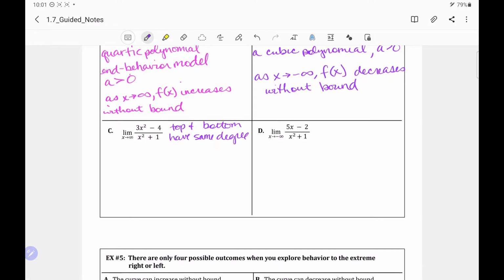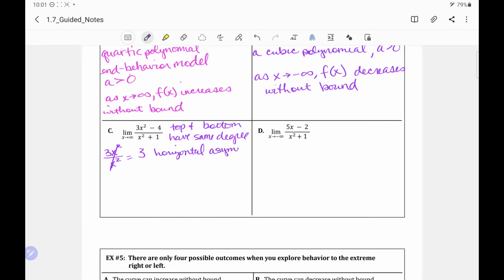So what we can do is just look at the highest degree on top and bottom. So we'd have 3x squared over x squared. And what happens? The x squareds cancel out and we're left with just 3. So this has a horizontal asymptote.